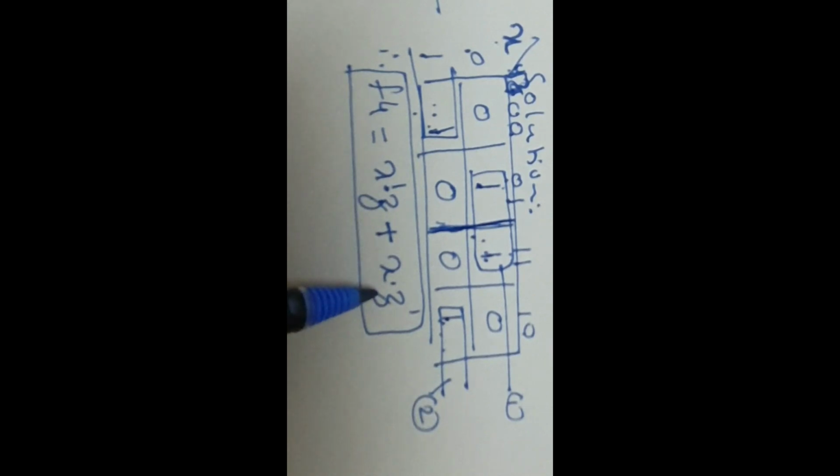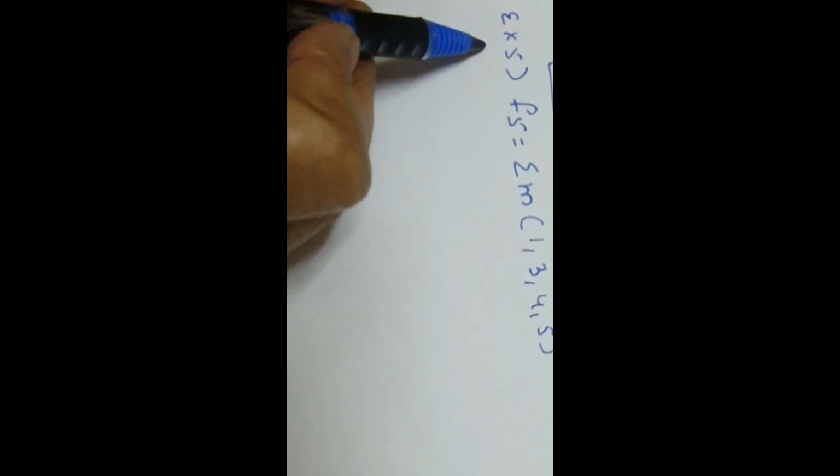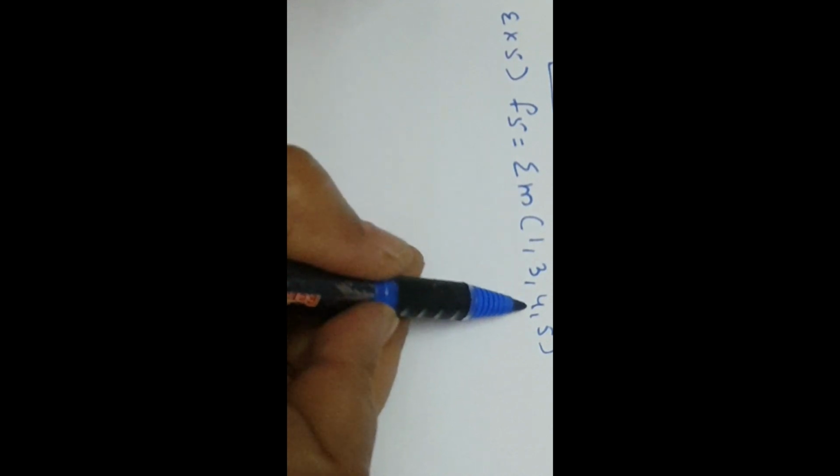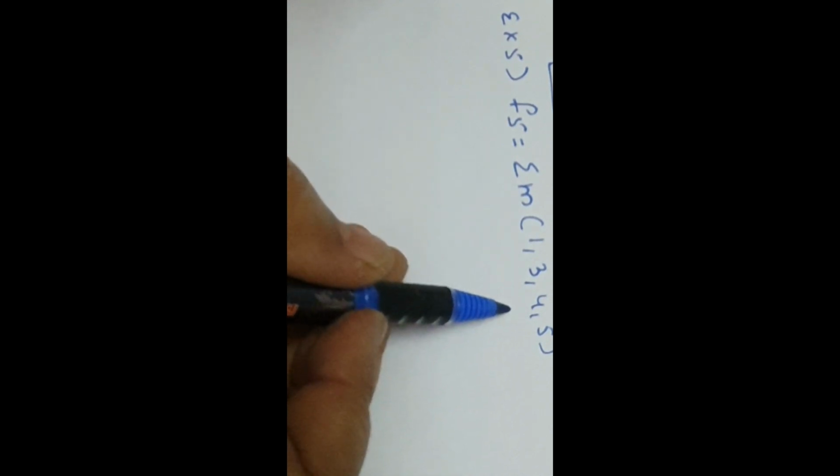Hence both are essential prime implicants. So this we can understand in a better manner when we go for the next example. Let us consider the fifth example: F equals sigma m of 1, 3, 4, 5. We'll have to simplify this using a K-map.